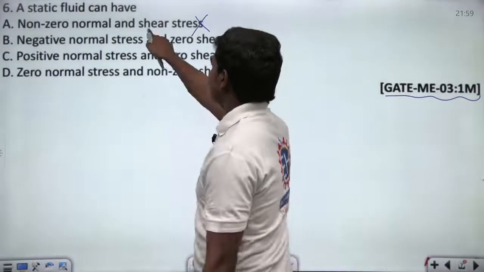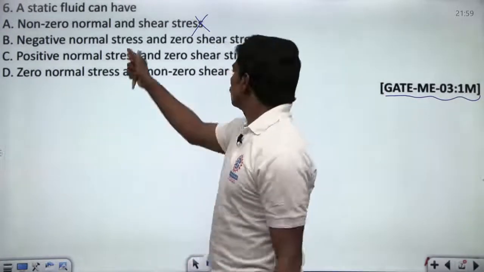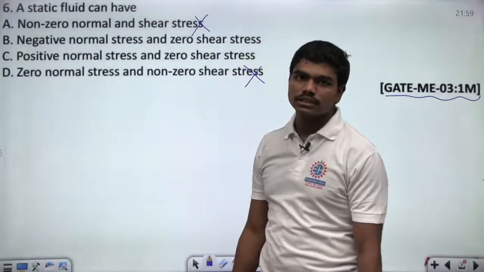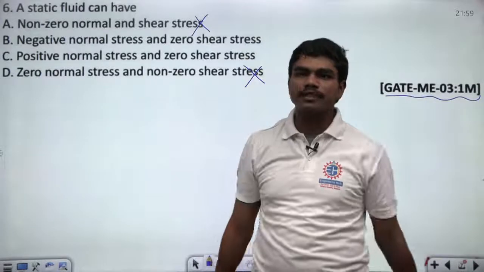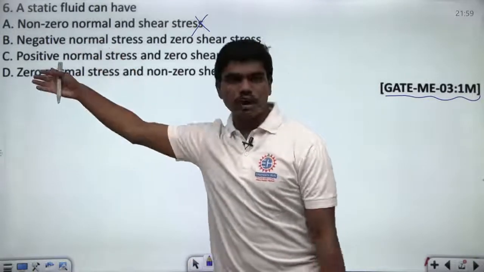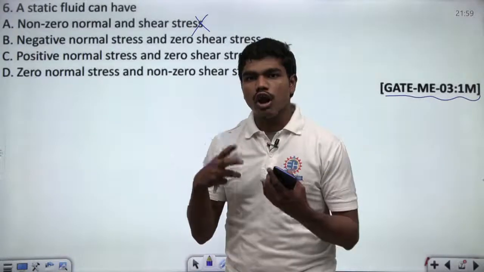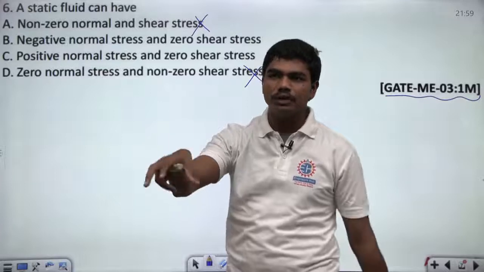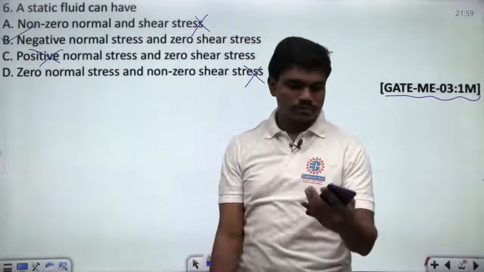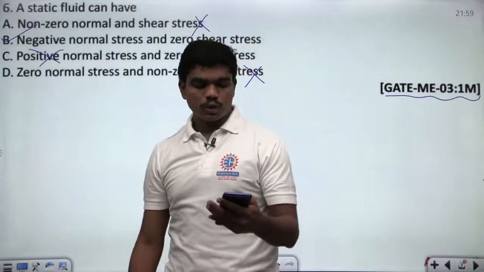So these two options are wrong because in this option shear stress is given and in this option non-zero shear stress is given. Correct? Now zero shear stress is given in both these options. Okay, fine. A static fluid can have positive normal stress or negative normal stress. Compressive forces means pressure is basically compressive or tension. So please tell me, pressure is basically positive normal stress or negative normal stress? It's negative, correct? Because pressure is always a normal, external and compressive force that's acting per unit area. So definitely this positive is wrong and negative is correct. So B is the correct answer. Negative normal stress means compression, that's it.